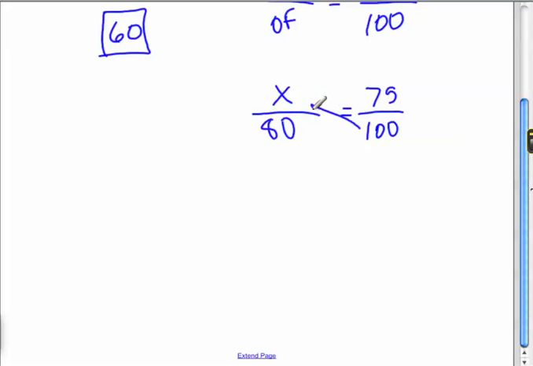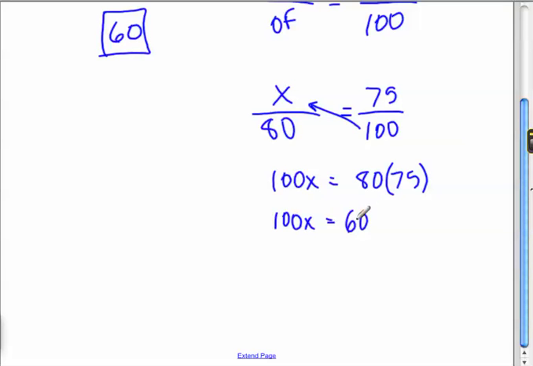And I cross multiply, and I get 100x is equal to 80 times 75. 100x is equal to, what is this, guys? Is that 600? 80 75s is not 600. No. It's going to be 6,000. Yeah. Is that right? 6,000? Thank you. 6,000. And then when I divide by 100 on both sides, I get x is equal to 60.